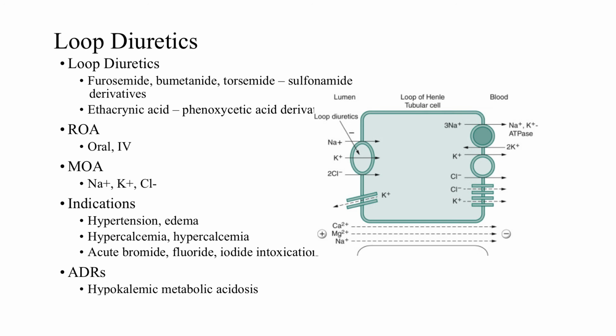Next up, we have our loop diuretics, the most commonly used and the strongest type of diuretic. The most commonly used in hospital settings, especially IV, is furosemide, also sold as Lasix. Then we have bumetanide and torsemide, and those three are also sulfonamide derivatives. Do remember that we can have hypersensitivities occur with these types of medications. Ethacrynic acid is a medication where we don't have to worry about the sulfa interaction because it's a derivative of phenoxyacetic acid.